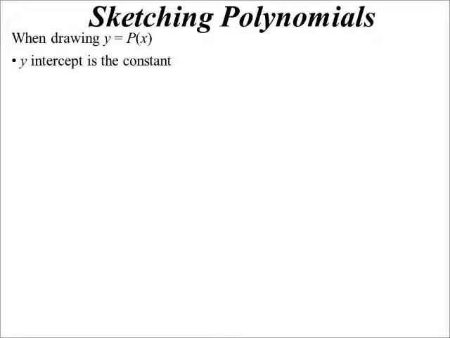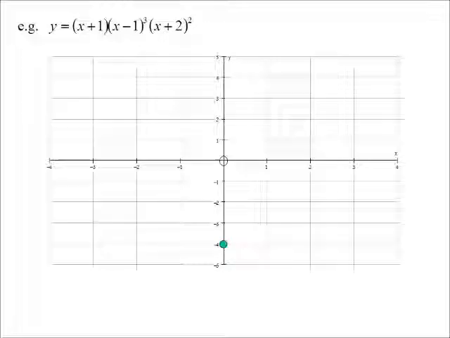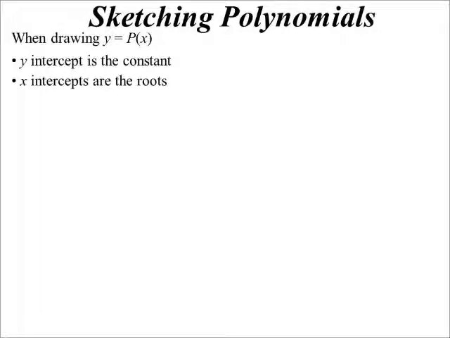Sketching polynomials, things to look for. Well, the y-intercept's always going to be the constant. So if I was going to draw this one, remember, I don't have to expand the whole thing out. I can just look at the constants. So it's 1 times -1 cubed times 2 squared, which is -4. That's correct. So there's our y-intercept. The x-intercepts are the roots, the zeros, the solution to the equation.